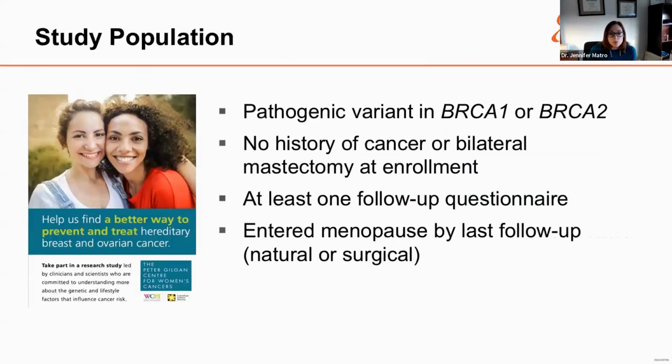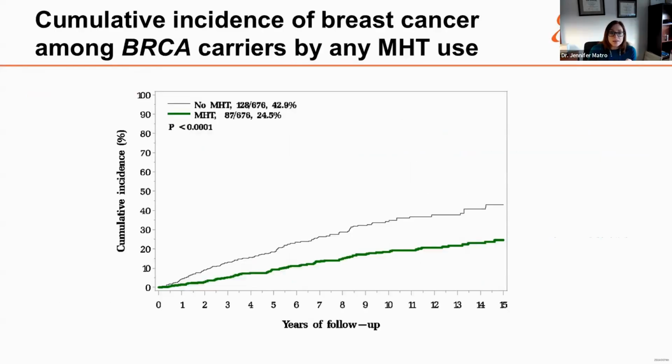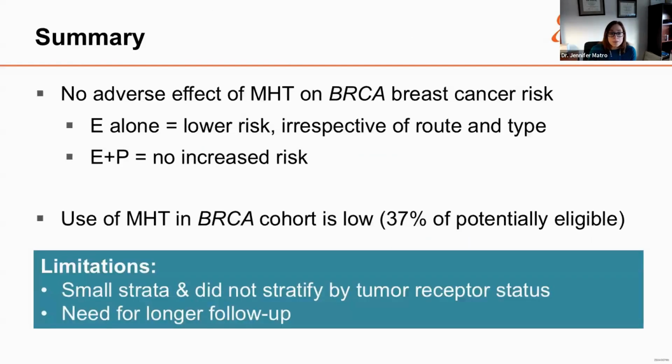So they looked at patients with BRCA mutations, had no history of cancer, and had entered menopause. And they found that menopausal hormone replacement therapy did not increase the risk of breast cancer. And if anything, there was less breast cancer. So in summary, there was no negative effect of hormone replacement on BRCA-associated breast cancer risk. With estrogen alone, there was a lower risk. With estrogen and progesterone, there was at least no increased risk.